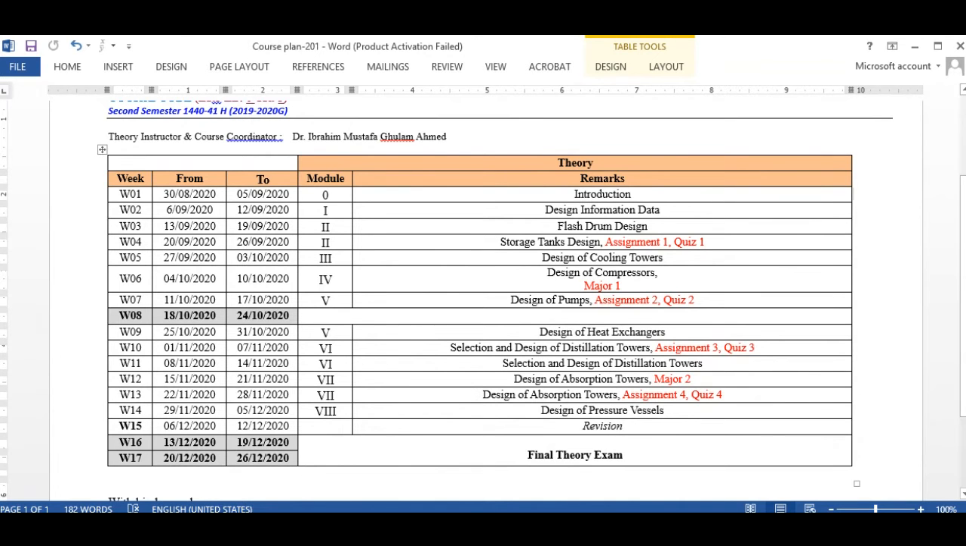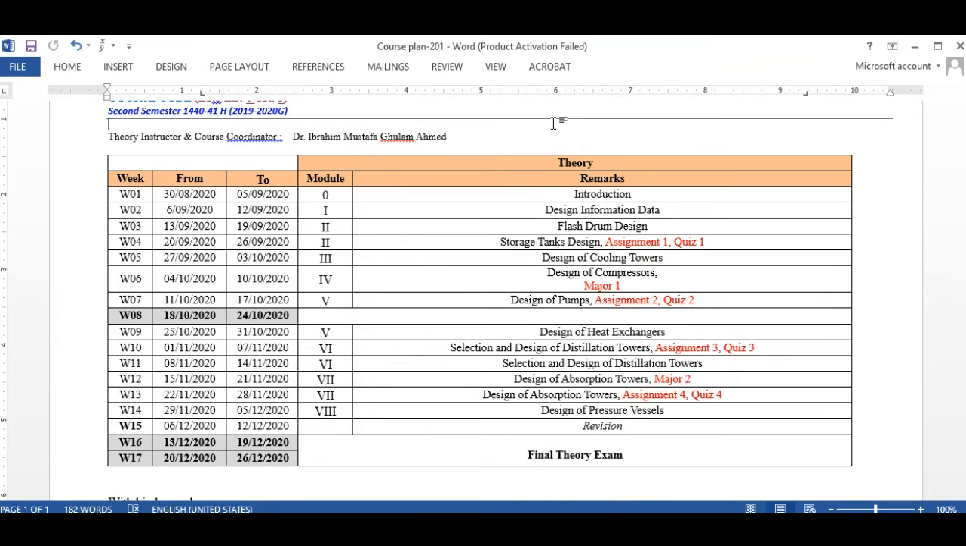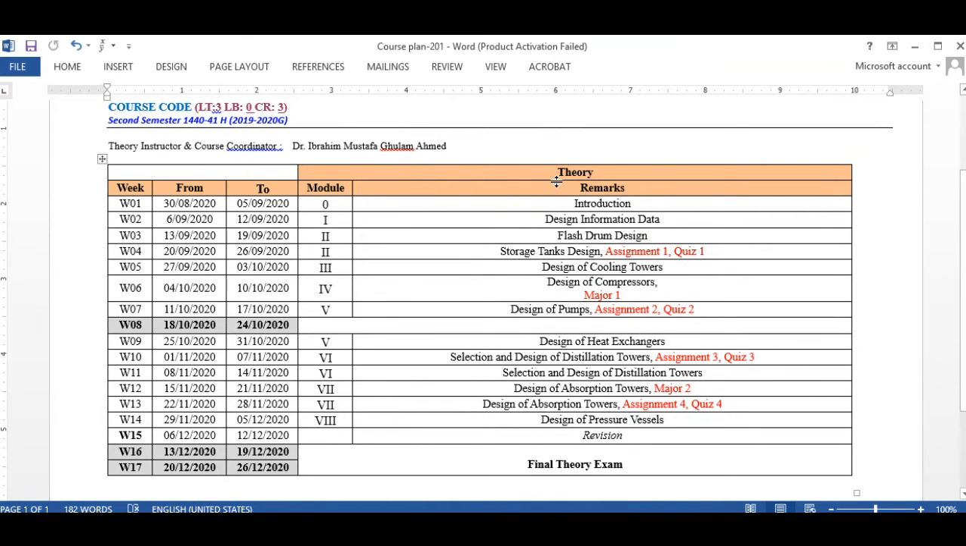So I hope now we have 16 minutes, so we can start now. Bismillah ar-Rahman ar-Rahim. We are going to start the equipment design course. This is the course plan here in front of you. As usual, we will start with some introduction. Then we talk about how to get the design data.